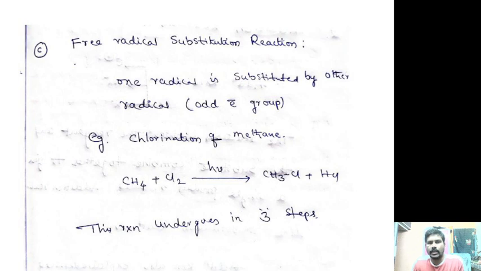The reaction mechanism proceeds in three steps: chain initiation, chain propagation, and chain termination. In chain initiation, the radical is the initiator. The chlorine molecule undergoes homolytic fission in the presence of light. You get the chlorine radical, which is the initiator, the active species in the chain reaction.